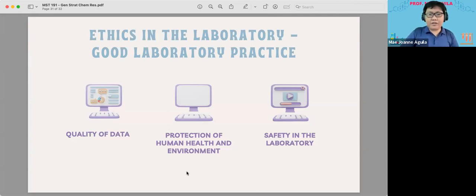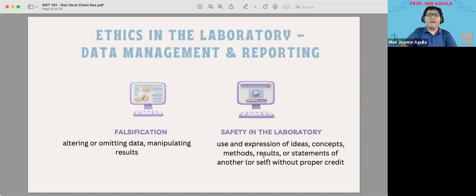Now we need to consider the environment as well because of the current changes that we have, say climate change and so on. In relation to this, you also need to consider the general safety in the laboratory. This is of utmost importance. Another thing that relates to ethics in the laboratory is data management and reporting. How do you gather data? How do you handle data? And how do you report data?